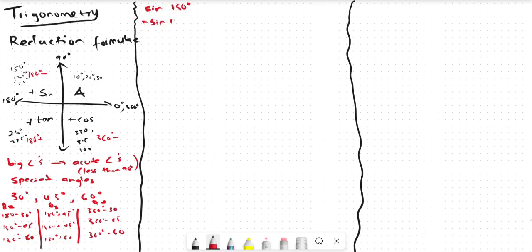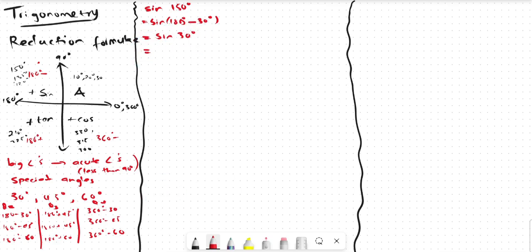We are going to say sine 180 degrees minus, will it be minus 30 or 45 or 60? For me to get 150, I must subtract 30. It's going to be sine of 180 minus 30, which equals, in quadrant 2 where sine is positive, sine 30 degrees.